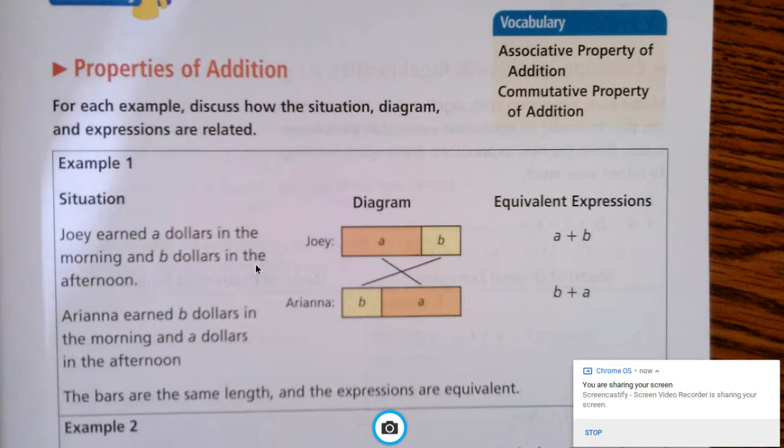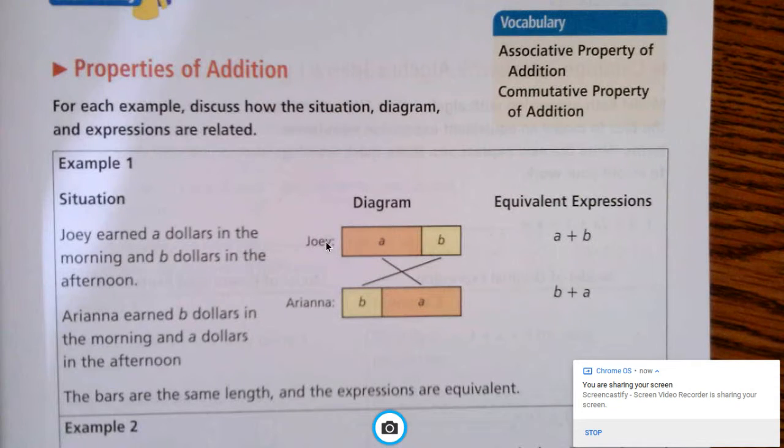So we see this in an expression or diagram. This is just a visual model to help us think about this. Remember, equivalent means the same or equal. So you might see a fraction like 1/2 that's equivalent to 2/4. They both have different numbers, but they're the same value.